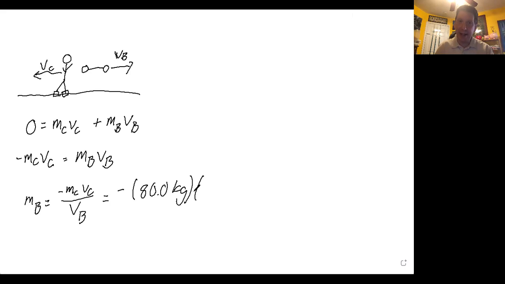The velocity of the clown, now remember, we're defining forward, or the positive direction, as the velocity of the barbell. So the velocity of the clown is negative 0.500 meters per second. So the negatives will cancel each other out. The velocity of the barbell, which is going in the forward or the positive direction, is 10.0 meters per second.